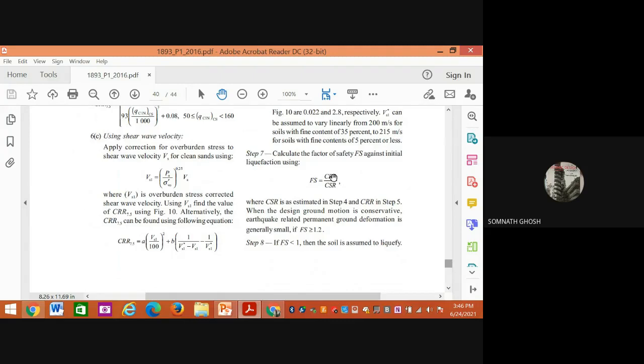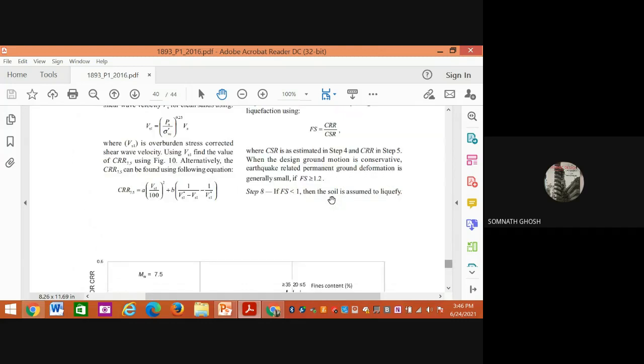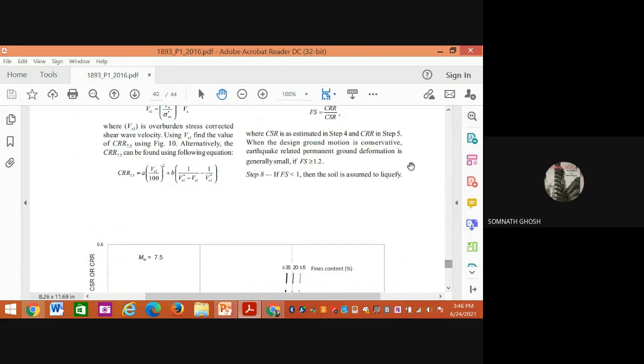CRR, I told you how to calculate. CSR, how to calculate, that issue is very important. Then they have written that if the factor of safety is less than 1, then the soil is assumed to liquefy. So up to this, today I'll discuss just with a numerical example. Got my point? I don't think this procedure is very complicated or difficult to understand. Very easy to understand.